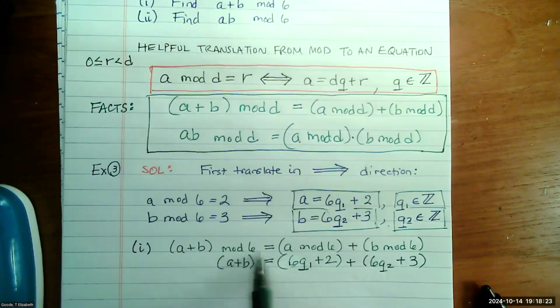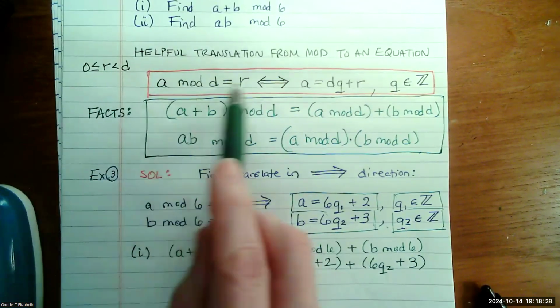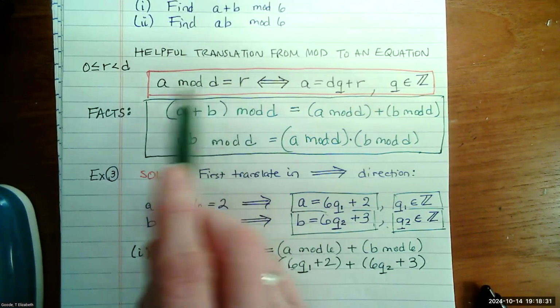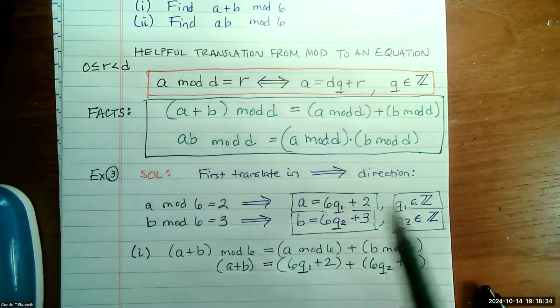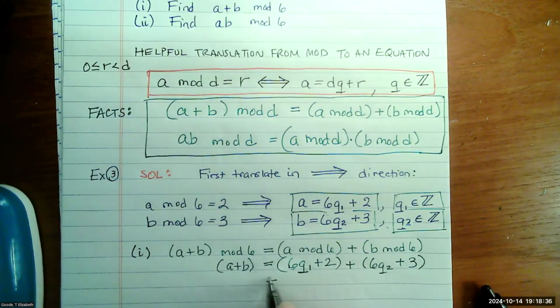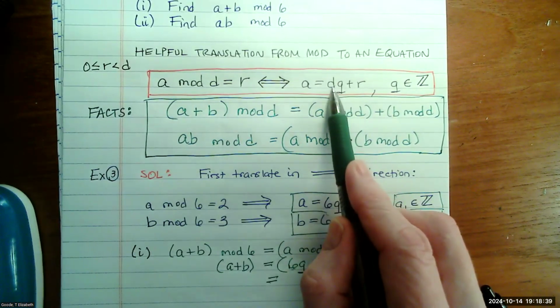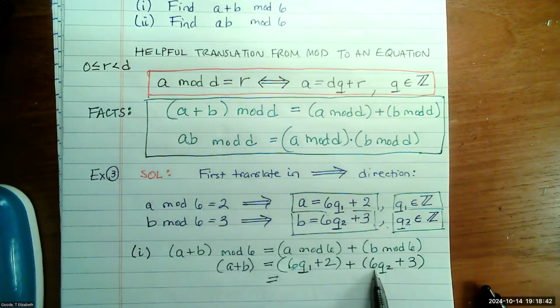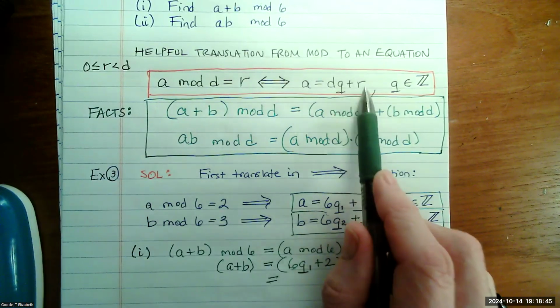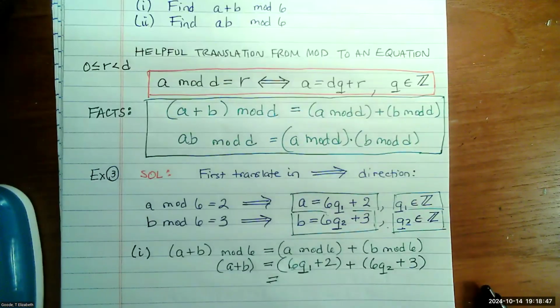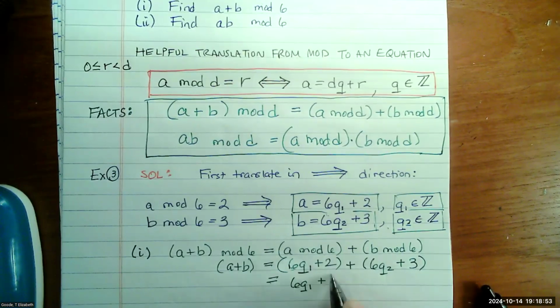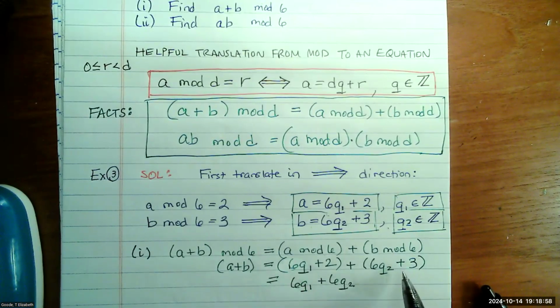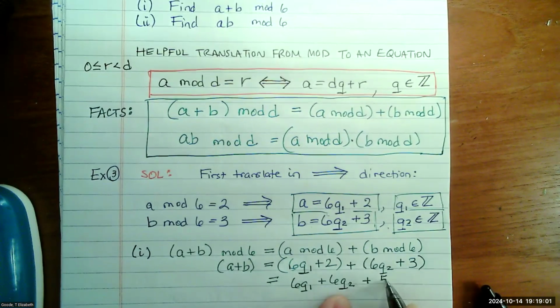And look what we're trying to find. We're trying to find A plus B mod 6. We're looking for the left side of the translation relationship. Well, if we can get a 6 factored out, because our divisor D is 6, with an integer plus a legal remainder, mod 6, we'll be good to go. Well, check this out. This is 6Q1 plus 6Q2. I'll just get those gathered together. And then, of course, plus 2 plus 3 is plus 5.